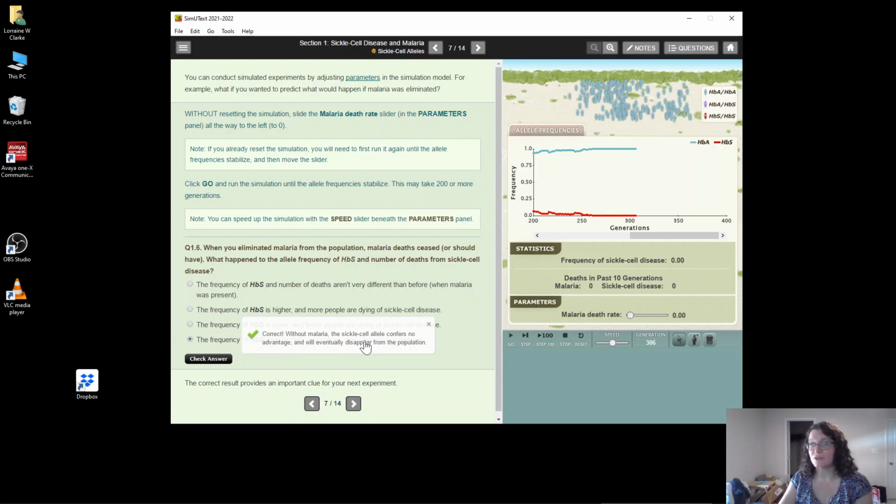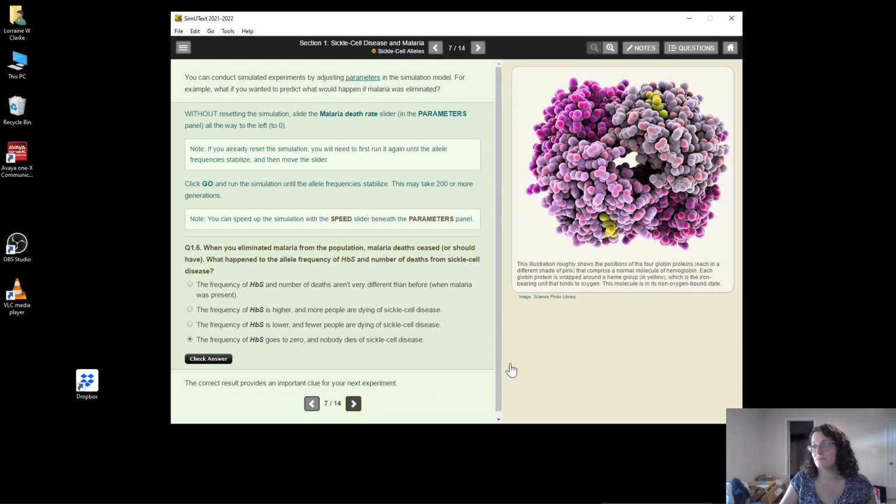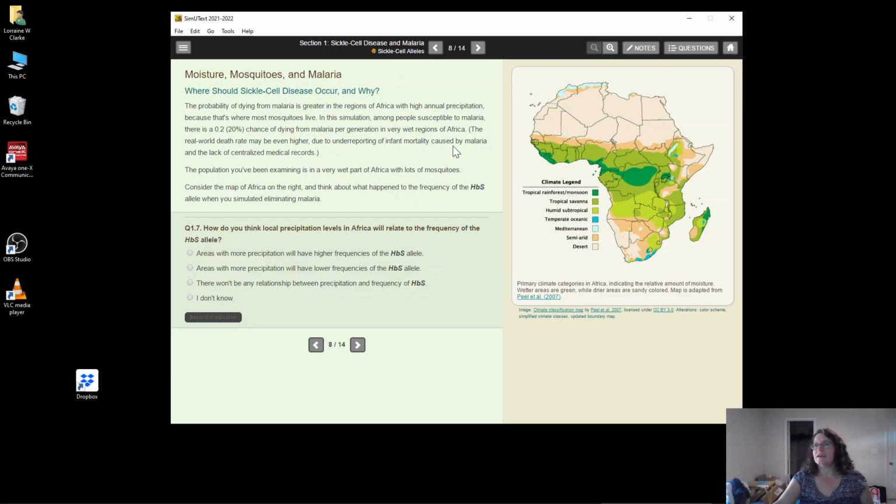So it confers no advantage. It eventually disappears or becomes extremely rare. Remember, white people whose ancestors are in Europe occasionally have the sickle cell allele because it is a minor mutation that can pop up in any population, but it's going to be extremely rare versus being pretty common. All right.